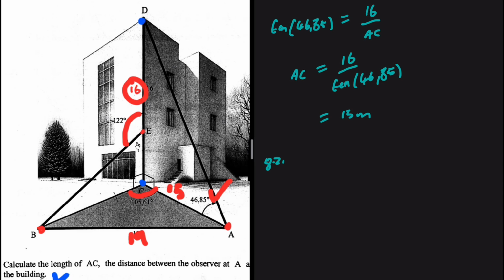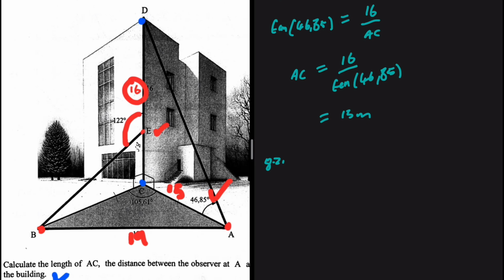So how can we move from AC to finding CE? Because if we have CE, we can just say 16 minus CE. So how can we do that? How can we move in that fashion? We have the length of AC, which is 15, and we have AB, which is 19.